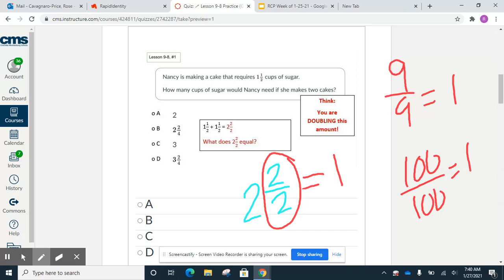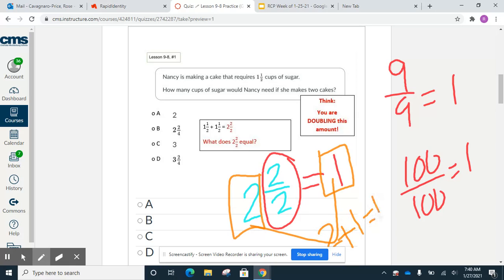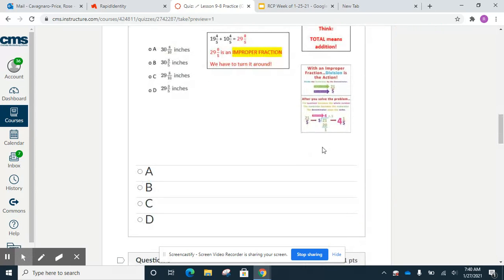Okay, so really what you're doing is you have to go ahead and take the 2 wholes you had and the other whole, and you have to add them up. So 2 wholes plus 1 whole equals how many wholes? Really important that you remember that 2 over 2 equals 1 whole. All right, let's move on to the next one.